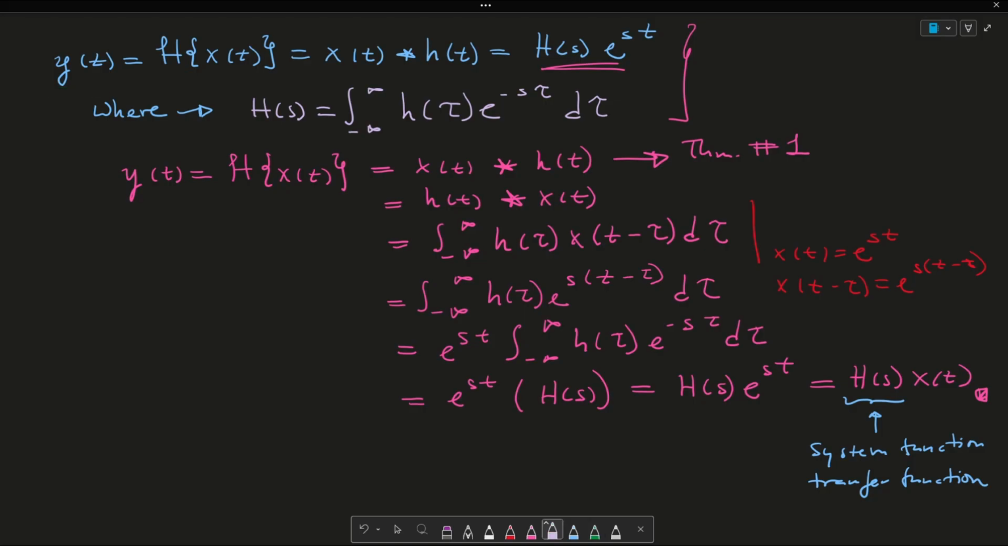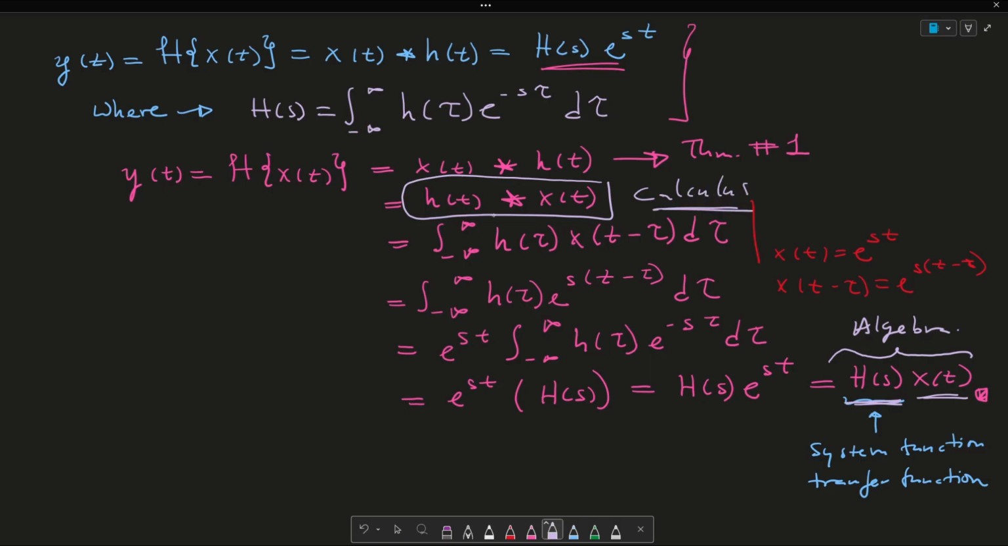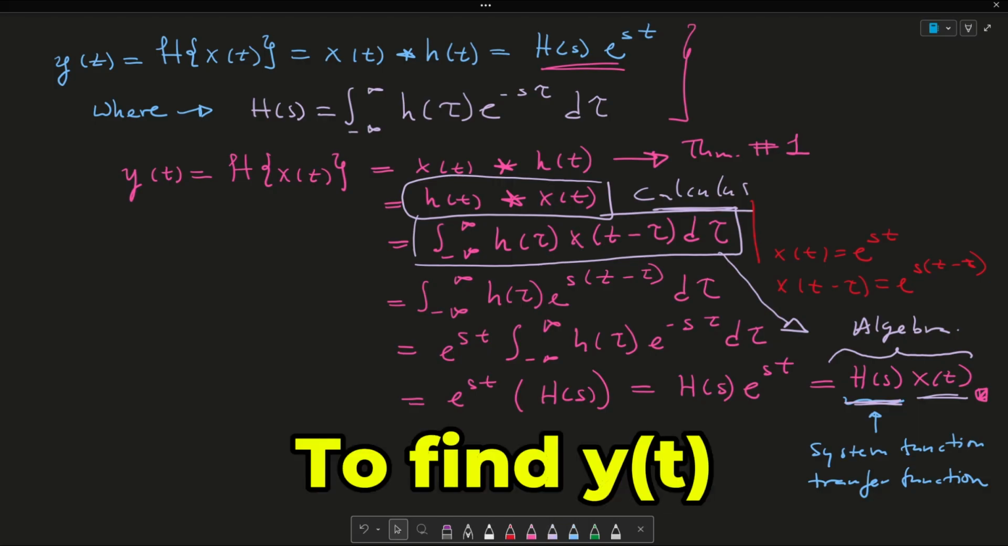And lastly, as we said multiple times, the reason why we care about these eigenvalues and eigenvectors is because this is algebra, right? You're simply multiplying your function x of t by this complex constant, versus this here, this convolution, which is calculus, right? You're taking an integral. And as engineers, we don't want to take integrals or do calculus. We would rather map it to algebra and do our computations in the algebra domain, if you will.